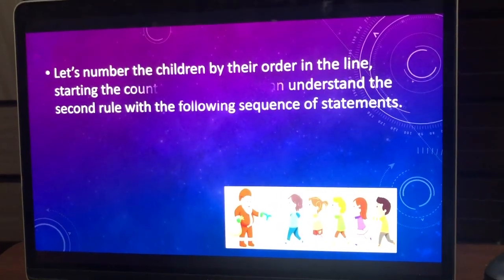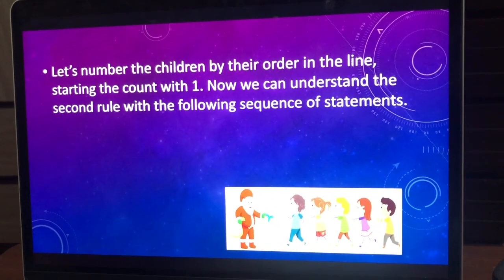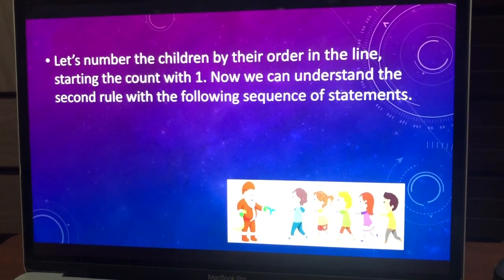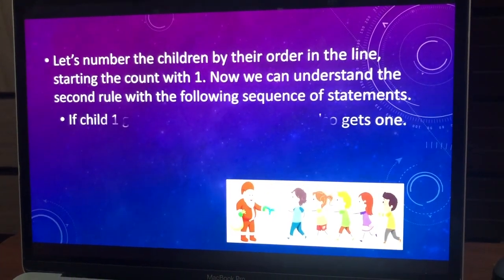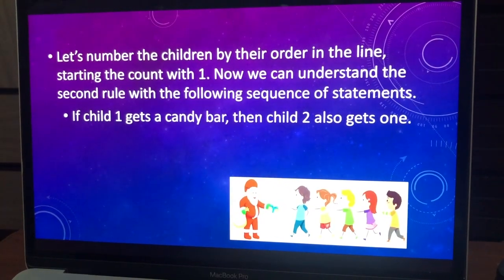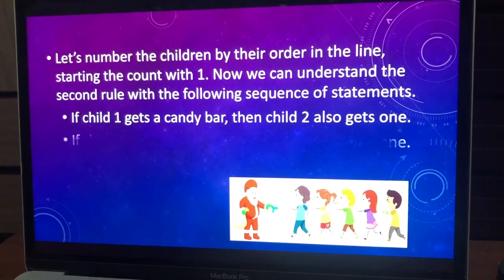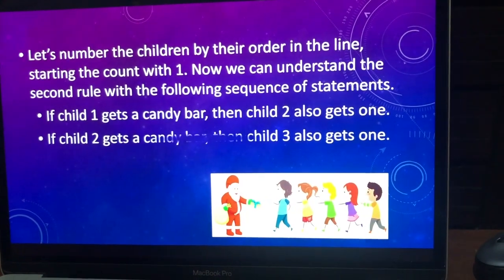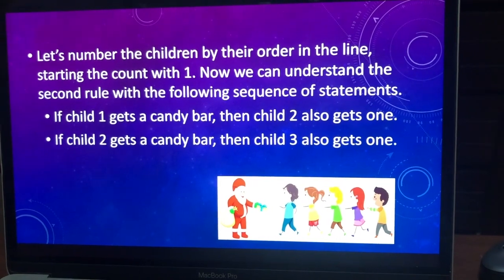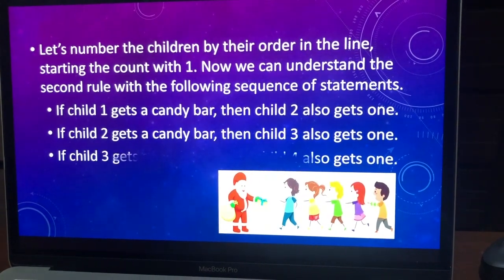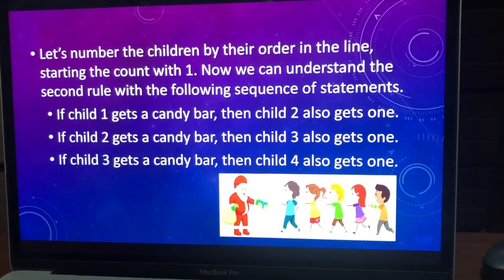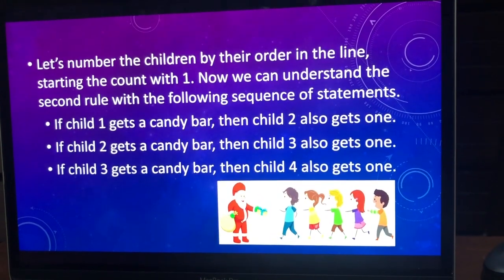Let's number the children by their order in the line, starting the count with 1. Now we can understand the second rule with the following sequence of statements. If child 1 gets a candy bar, then child 2 also gets one. If child 2 gets a candy bar, then child 3 also gets one. If child 3 gets a candy bar, then child 4 also gets one.